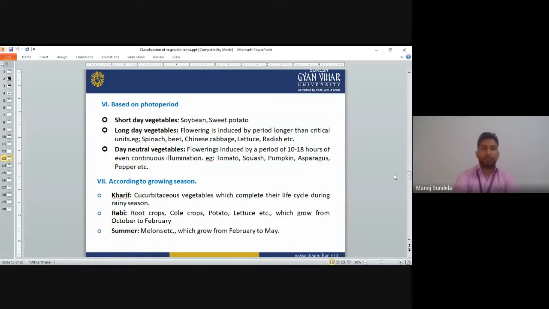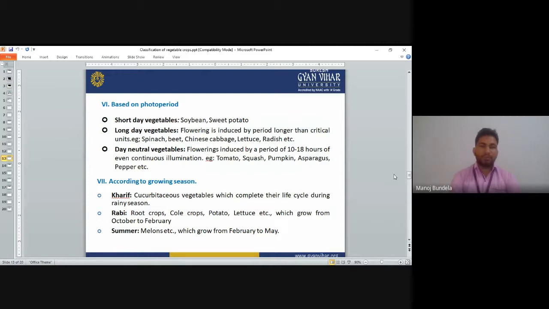Long day plants require 14 to 15 hours of daylight and only 8 to 10 hours of night. For flowering they require long day conditions, as in spinach, beet, Chinese cabbage, lettuce and radish. Day neutral plants are not affected by light. Flowering is induced by a period of 10 to 18 hours of continuous illumination, like in tomato, squash, pumpkin, asparagus, and pepper. So these are the three types based on light.